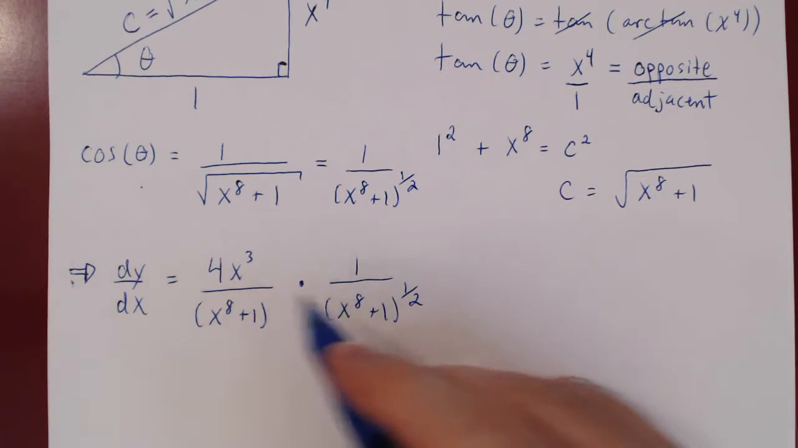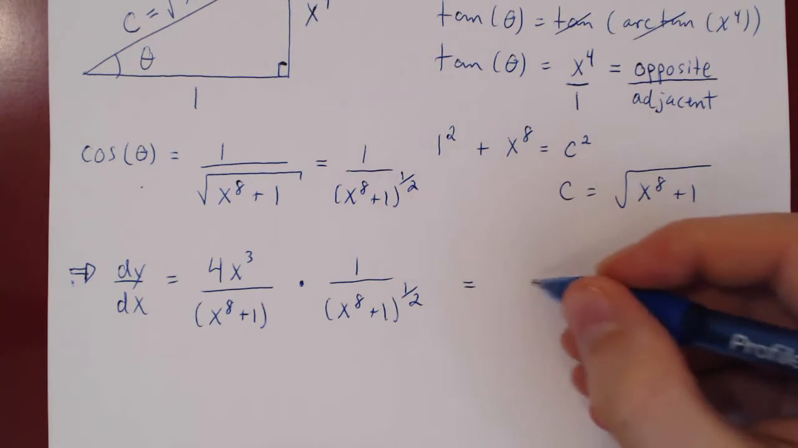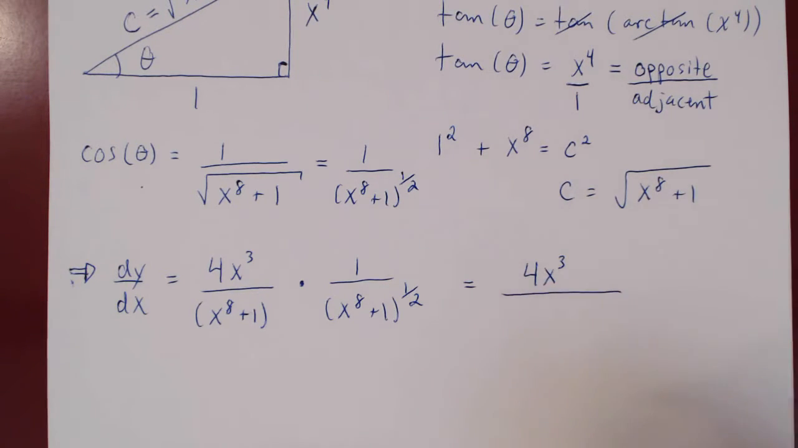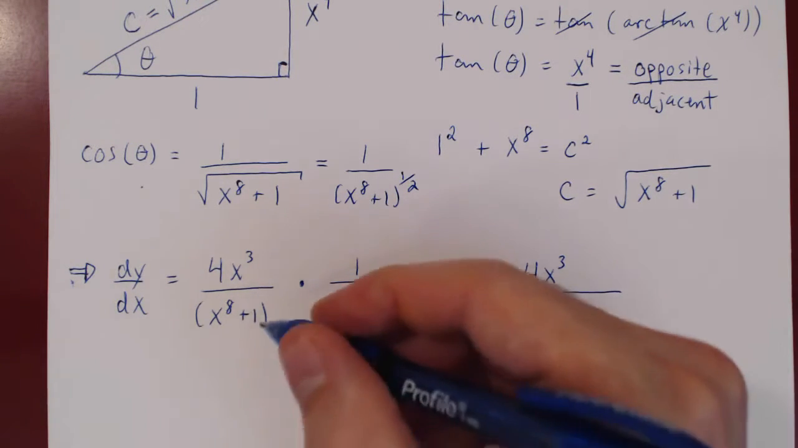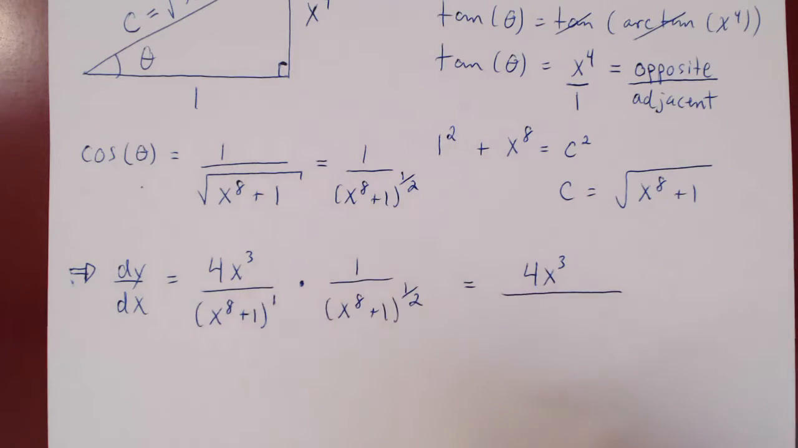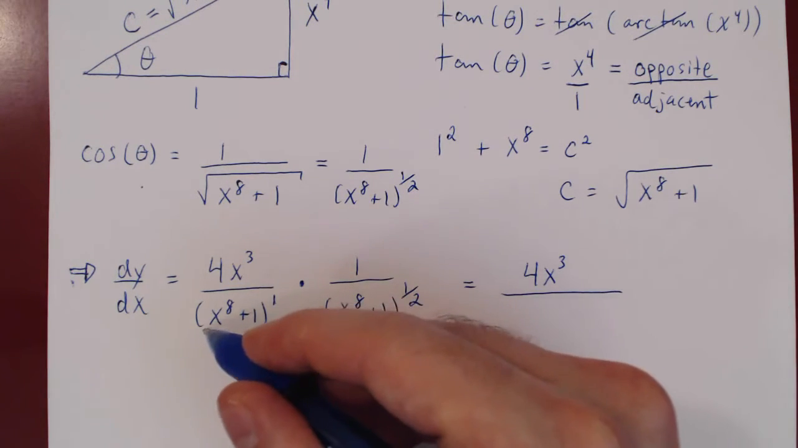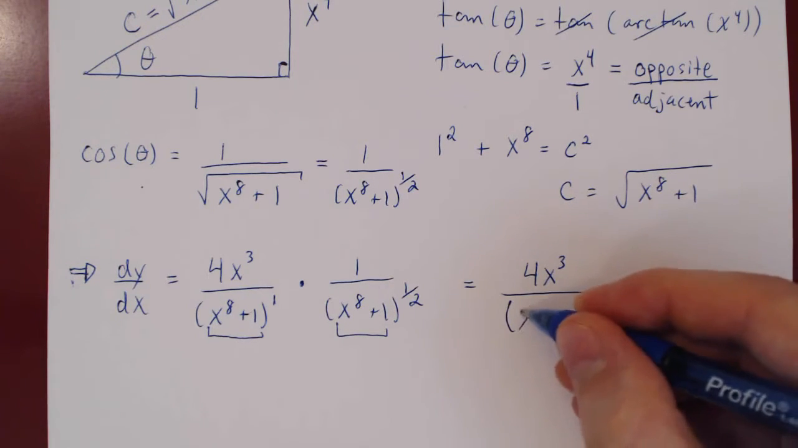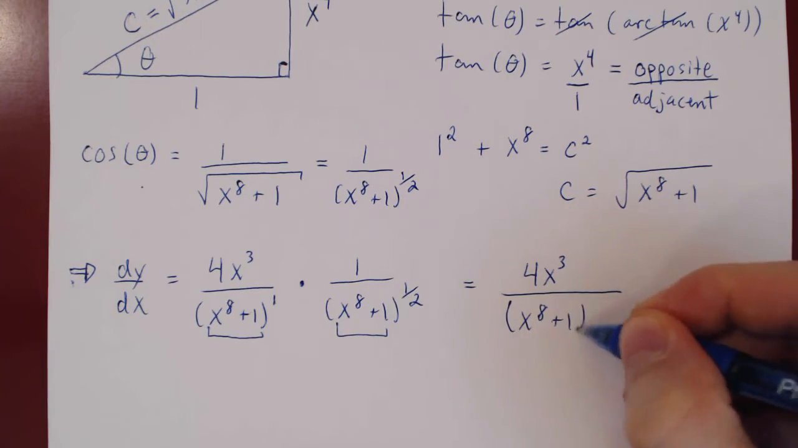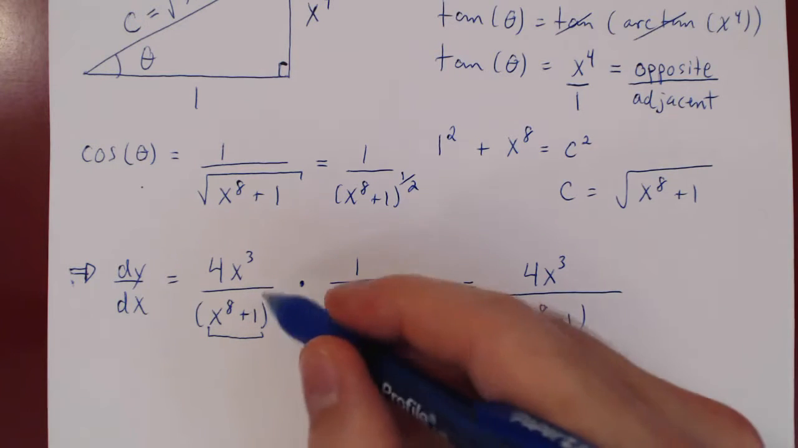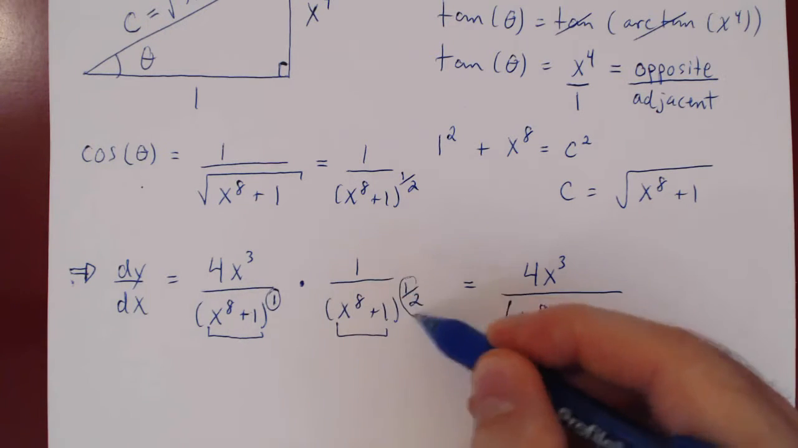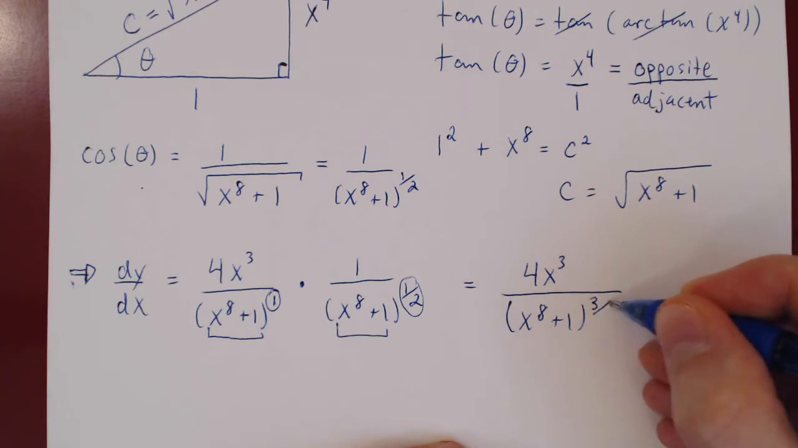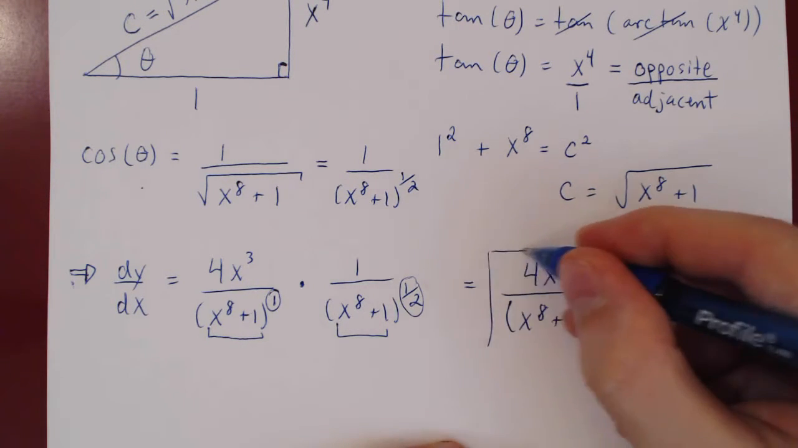And we can once again simplify as a single fraction. The numerator will be 4x cubed times 1, which is 4x cubed, over, well, the power here of x to the 8 plus 1 is just 1. So when you multiply the same base, namely x to the 8 plus 1, you add the exponents. So x to the 8 plus 1 to the exponent 1 plus 1/2, but 1 plus 1/2 is 3/2. And there you have it.